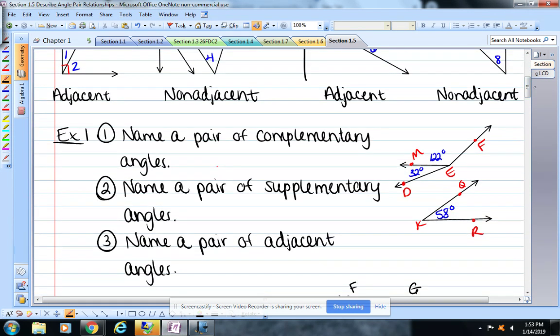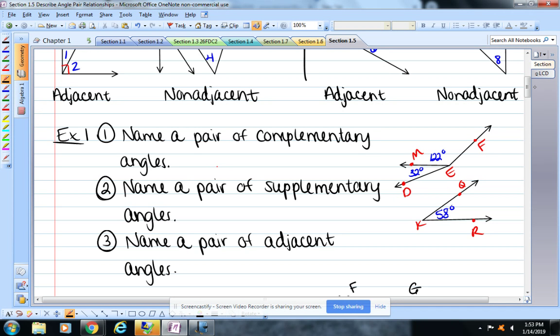So, here's an example right here. You can read these angle measures. This one is 122 degrees. This one is 32 degrees. And this one is 58 degrees. From this example, you don't have to draw the picture. Just fill it in with me. We're going to name a pair that are complementary and then supplementary and then adjacent.